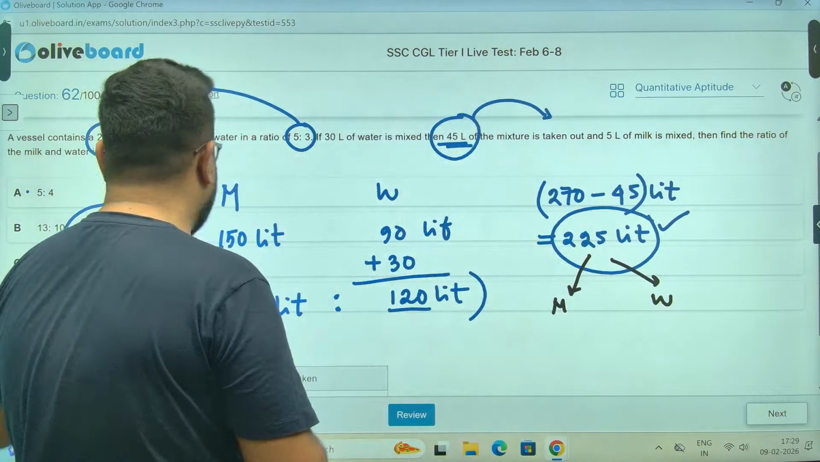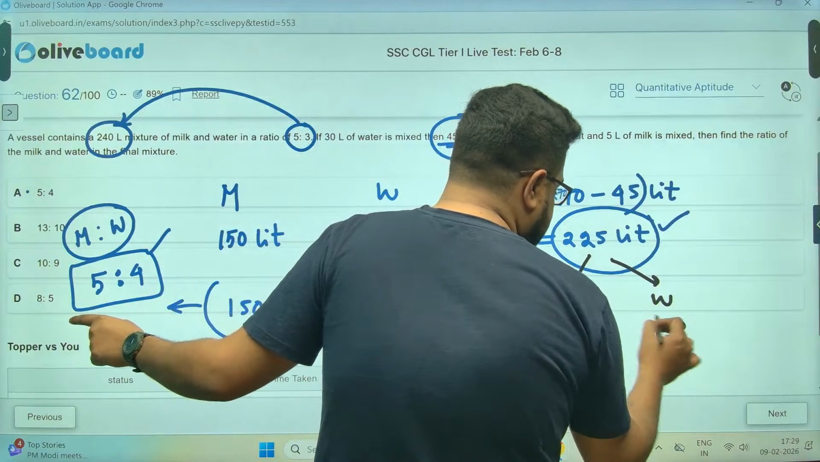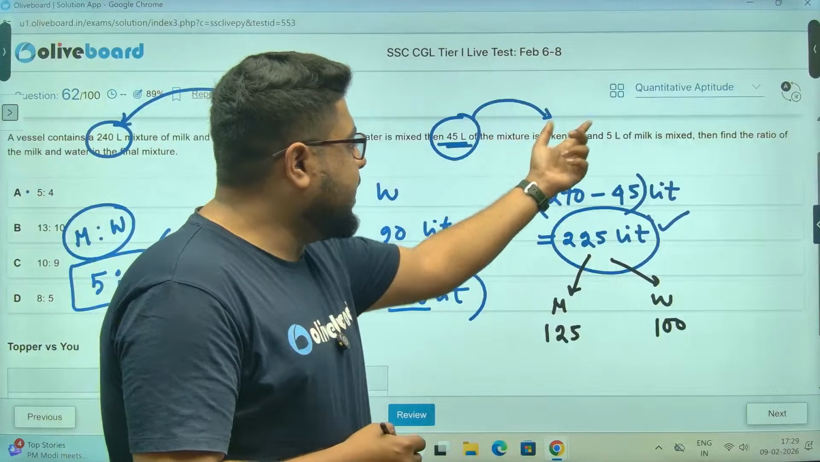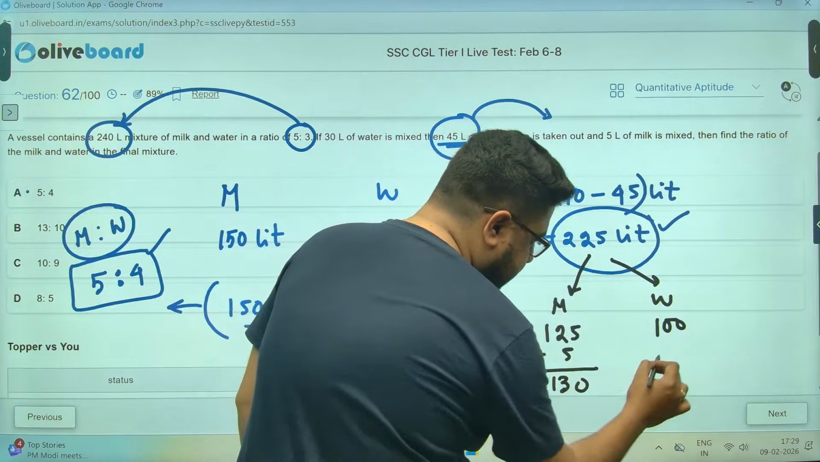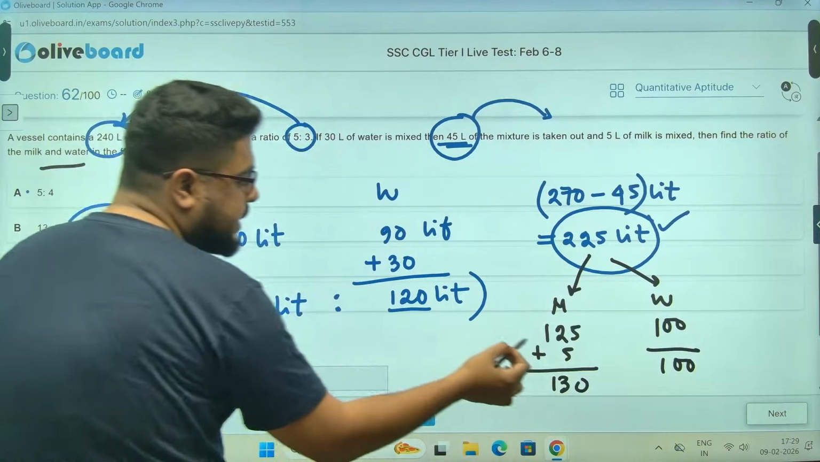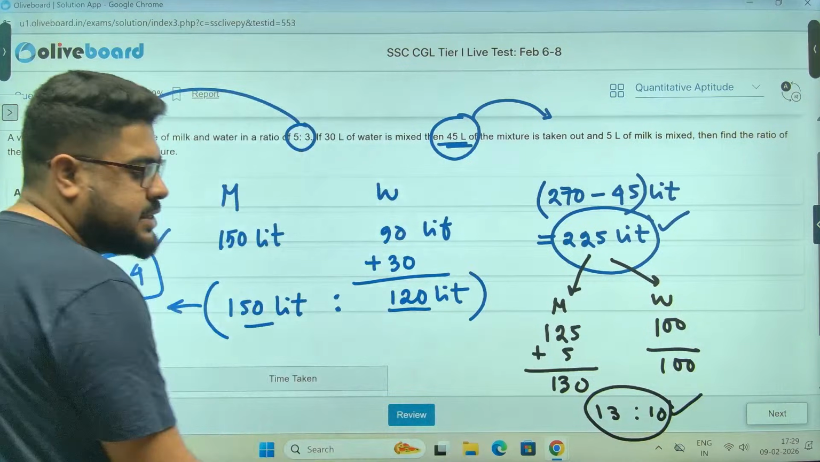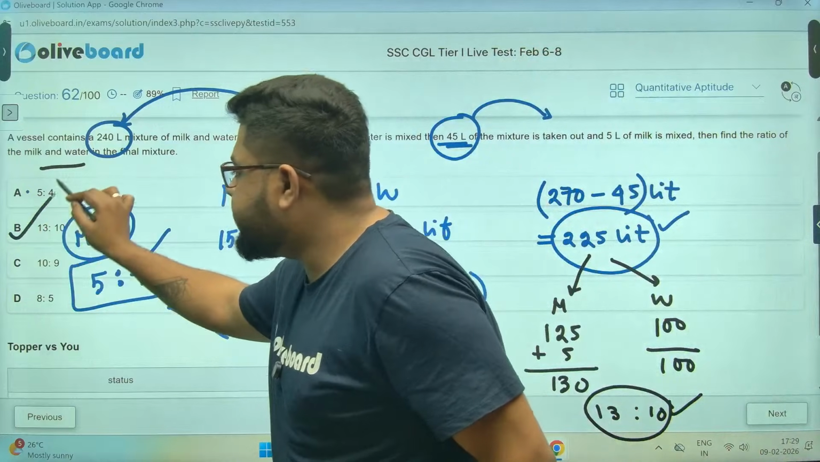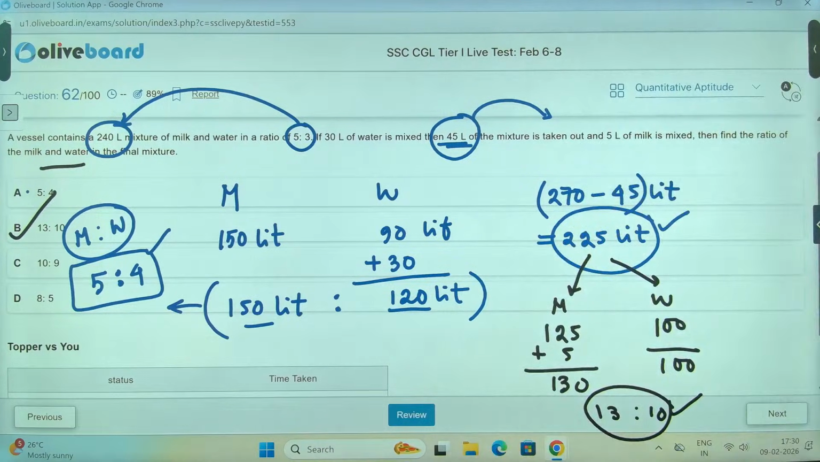Sir, 5:4 meaning 9 parts, so 1 part is 25. So 4 parts is 100, and 5 parts is 125. This much milk and this much water. Now 5 liters of milk is mixed. So now 130 liters milk and 100 liters water, sir. They are asking the ratio of milk and water. Sir, 13:10 is the answer. 13:10 is the ratio of milk and water, sir. It is in the options, right? Sir, option B. Option B, 13:10 is your correct answer, sir.